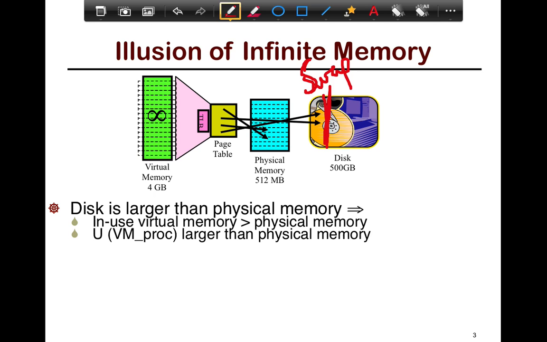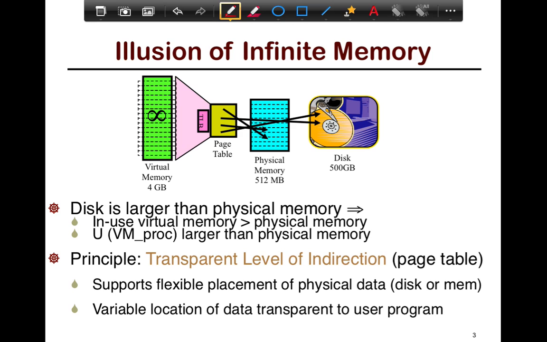Okay, but in general, in-use virtual memory is bigger than physical memory, and disk is larger than physical memory. Right? So the basic principle is a transparent level of indirection. What this does is support flexible placement of physical data. You don't really care about the actual storage technology, right? You could be placing data on the disk, in memory, sometimes even on the network, as some systems do.